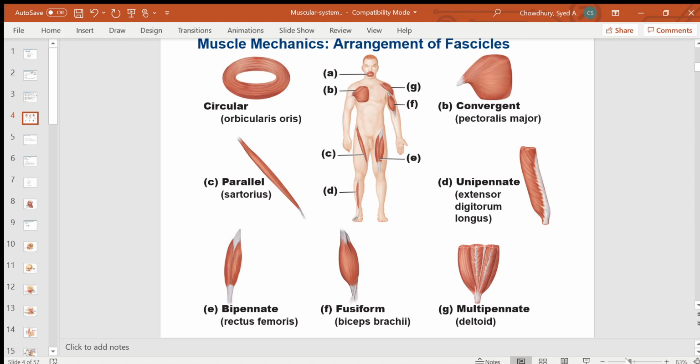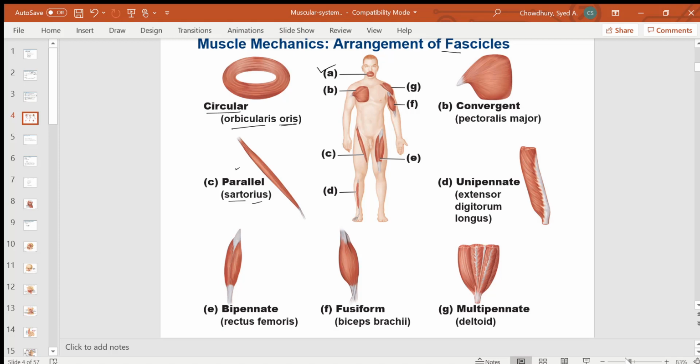Here, the arrangement of muscle fascicles. As I told you, circular is orbicularis. Example is orbicularis oris, around the mouth. Okay. In some muscles, you will see the muscle fibers are parallel. So that is another type of arrangement of muscle fibers. Good example, sartorius. In the front of the thigh, there is a nice muscle, and inside it, the fibers are parallel.